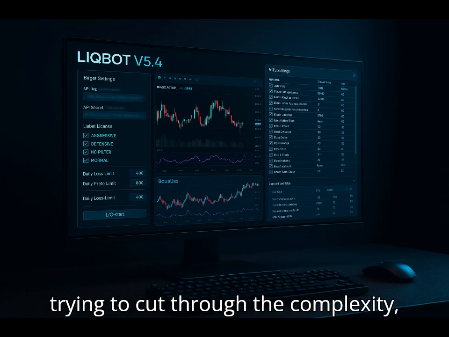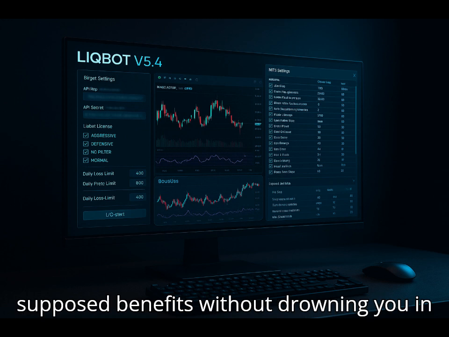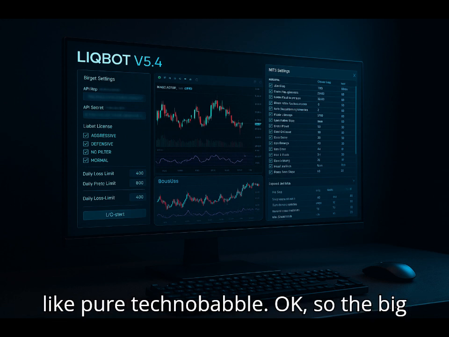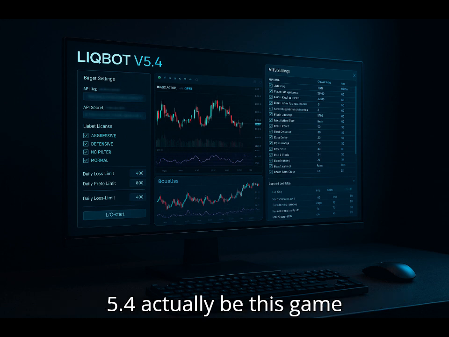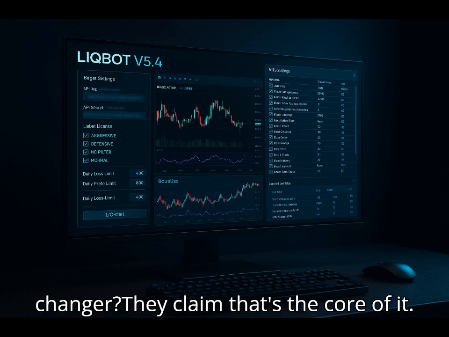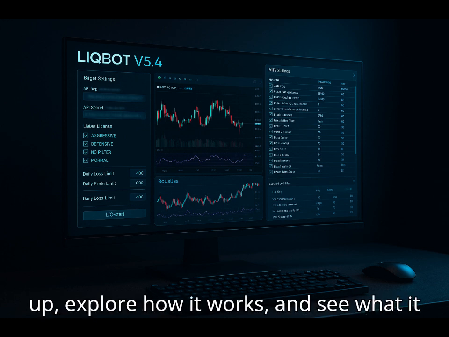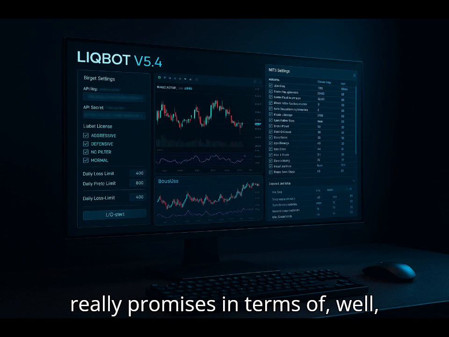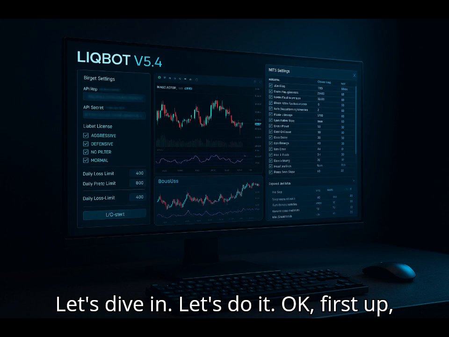A shortcut, huh? Yeah, trying to cut through the complexity, give you insights into how it works and the supposed benefits, without drowning you in pure technobabble. Okay, so the big question for us today is, can LiqBot V5.4 actually be this game changer they claim? That's the core of it. We'll look at the features they're hyping up, explore how it works, and see what it really promises in terms of efficiency and control for your trading. Let's dive in.